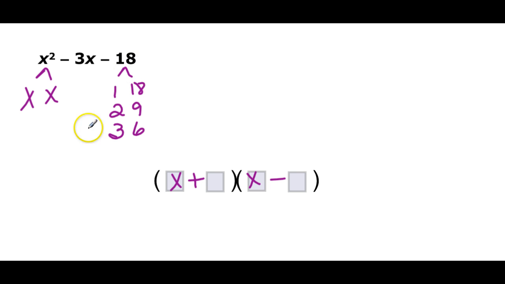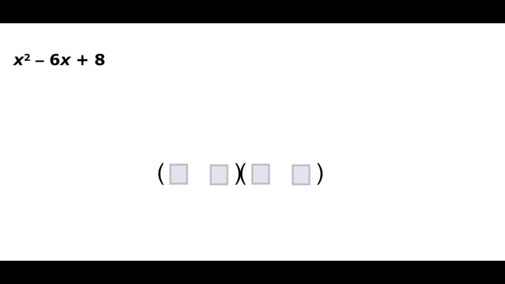Which of these will subtract to give me 3? These two right here. And since this is negative, it goes with the larger factor, and the plus goes with the smaller one. So I'm going to put the 6 behind the minus sign and the 3 behind the positive sign. And again, you're just going to need to practice these.